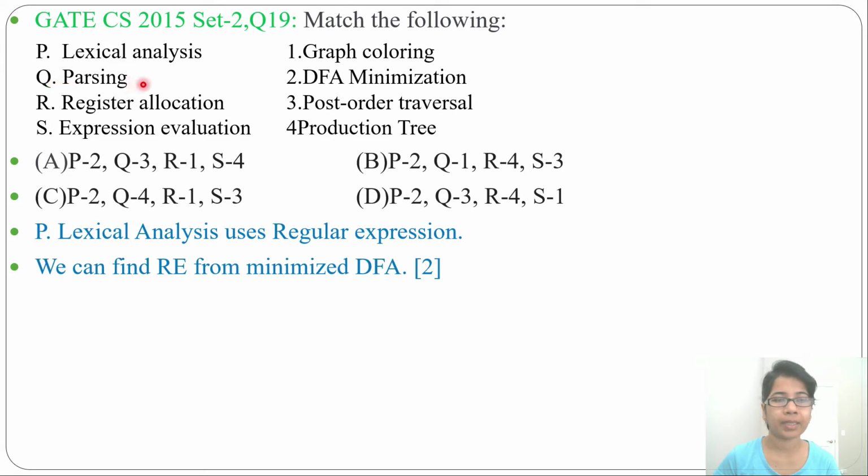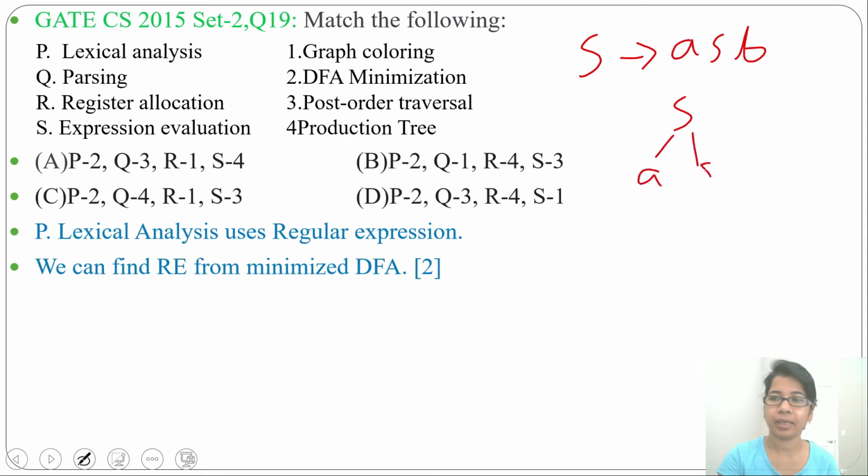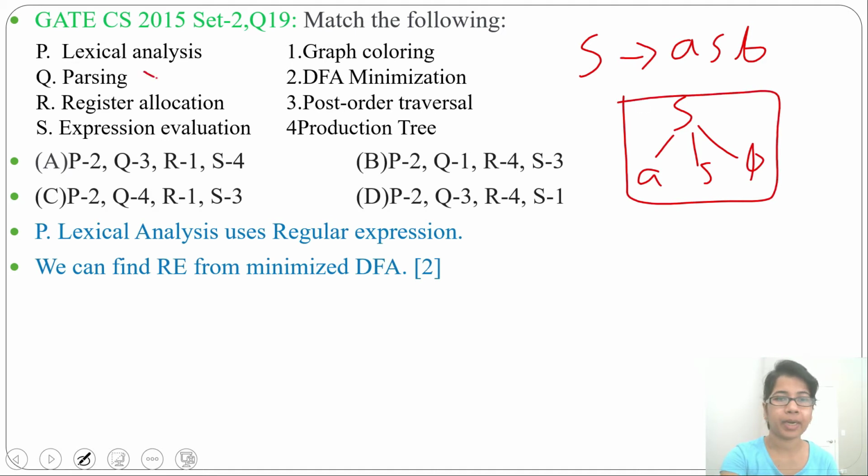Next Q, parsing. Parsing means syntax analysis. In the syntax analysis phase, we construct the production tree. What is a production tree? There are some productions given, like S tends to A S B. Then from this you can generate S, A, S, B. This is a production tree, or you can say parse tree. So parsing is related with production tree. Q is for 4. Now check in which option Q is 4. Here Q3, Q1, here Q4 and P is 2. So the answer will be option C.